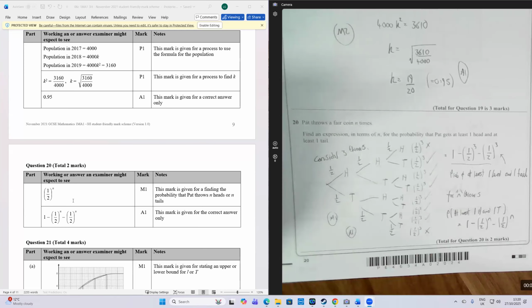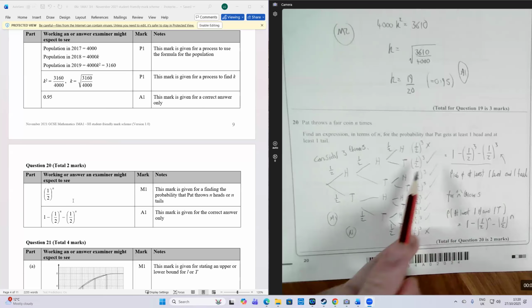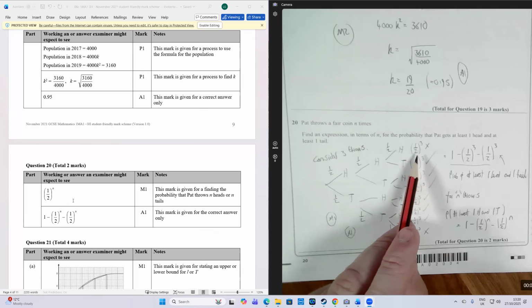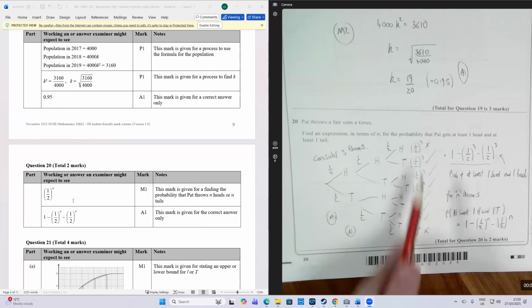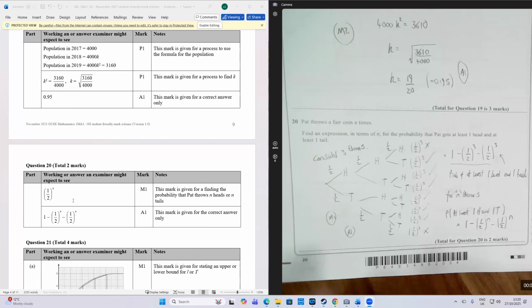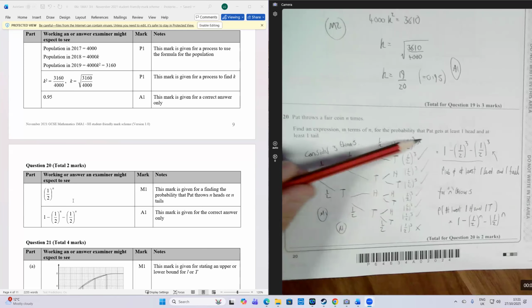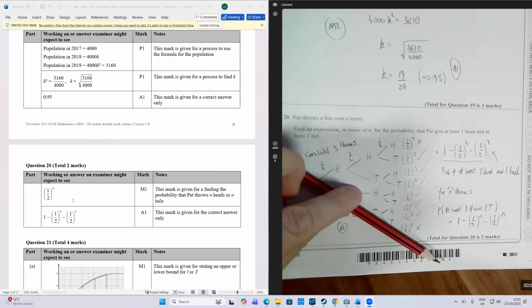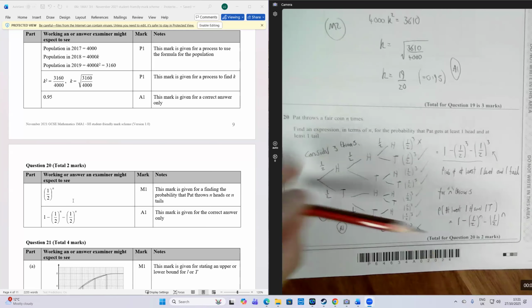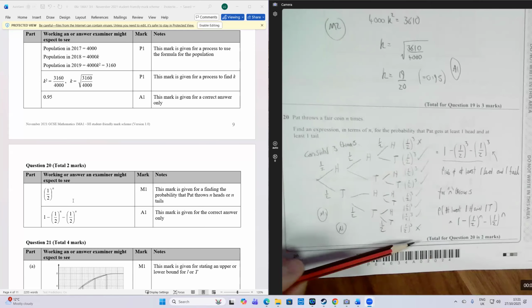Okay, so now we can generalize this. So let's imagine that Pat had thrown the coin 4 times. Well, all that would mean is that the options that we could not have would be a half to the power 4 and a half to the power 4. Let's imagine Pat had thrown the coin 10 times. It'd still be the same. This branch and this branch are the ones that are not allowed, and that would be a half to the 10 and a half to the 10.